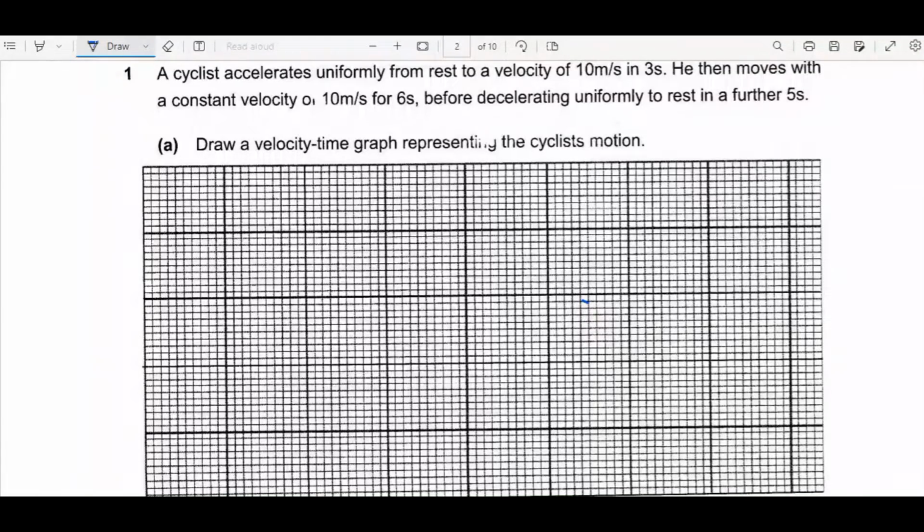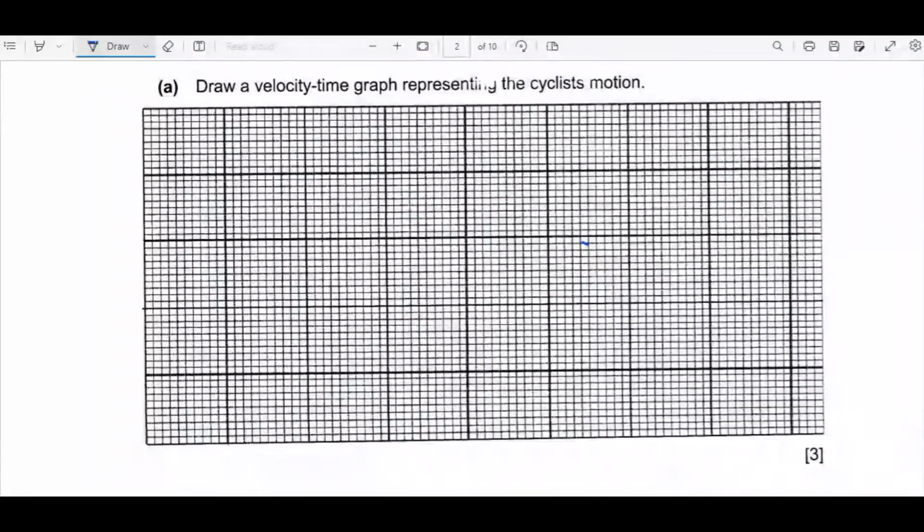Okay, so let's see what we are supposed to do here. We are supposed to draw the XY plane. Now under this one we are dealing with a velocity time graph. In a velocity time graph, the y-axis represents the velocity, while the x-axis represents the time. Since this cyclist began from the rest position, we are always going to start with 0.